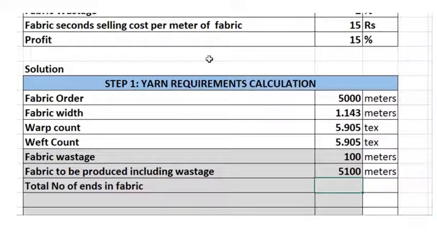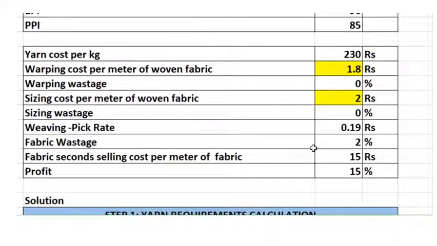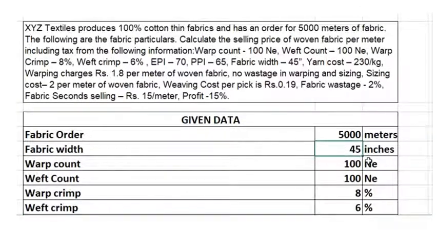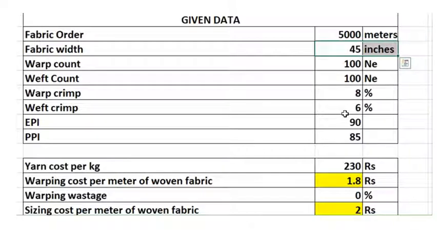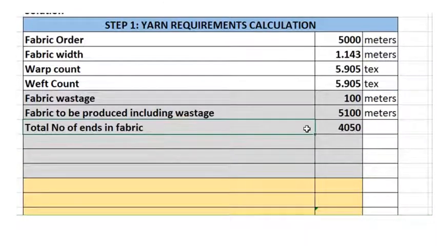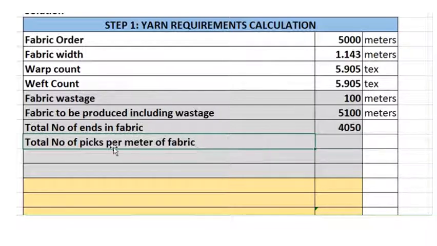So EPI into cloth width and into 39.37, we get the total number of ends, or we can multiply directly EPI into the fabric width in inches because it is given in inches already. So ends per inch into width in inches, we get the total number of ends directly. So number of picks per meter of fabric. So number of ends per meter of fabric. Here per meter and the other remains the same because the number of ends is throughout.